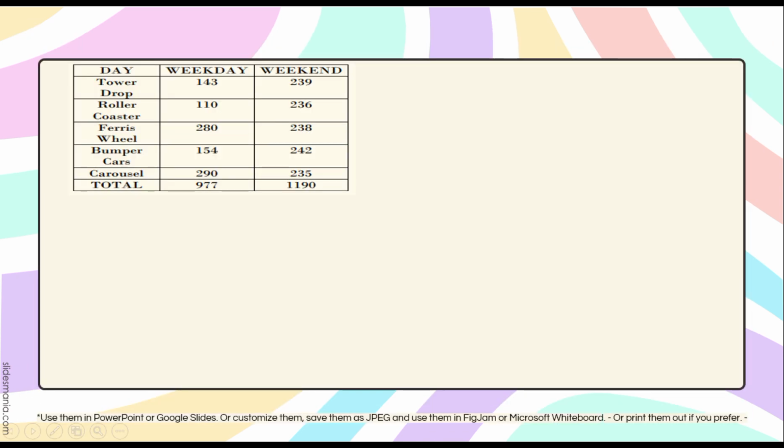Okay, let's have this example. The management of an amusement park is deciding whether they should open the amusement park on weekends or weekdays. The table shows the number of visitors using each ride in a period of 1 week to help the management decide. We have here the table: day, weekday, and weekend. Tower drop, roller coaster, Ferris wheel, bumper cars, carousel, with a total of 977 in weekdays. And in weekend, we have a total of 1,190. To help the management decide, let us answer the following questions.